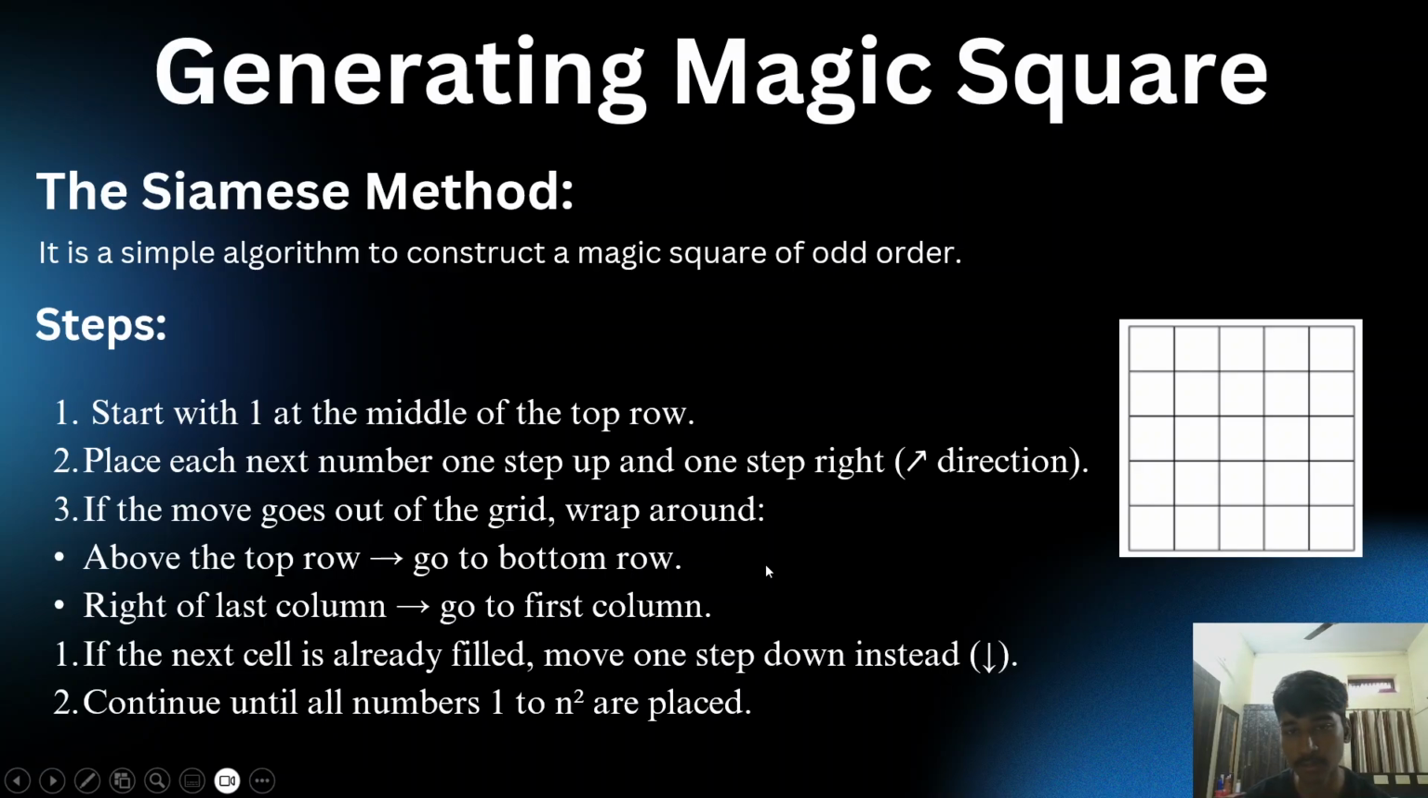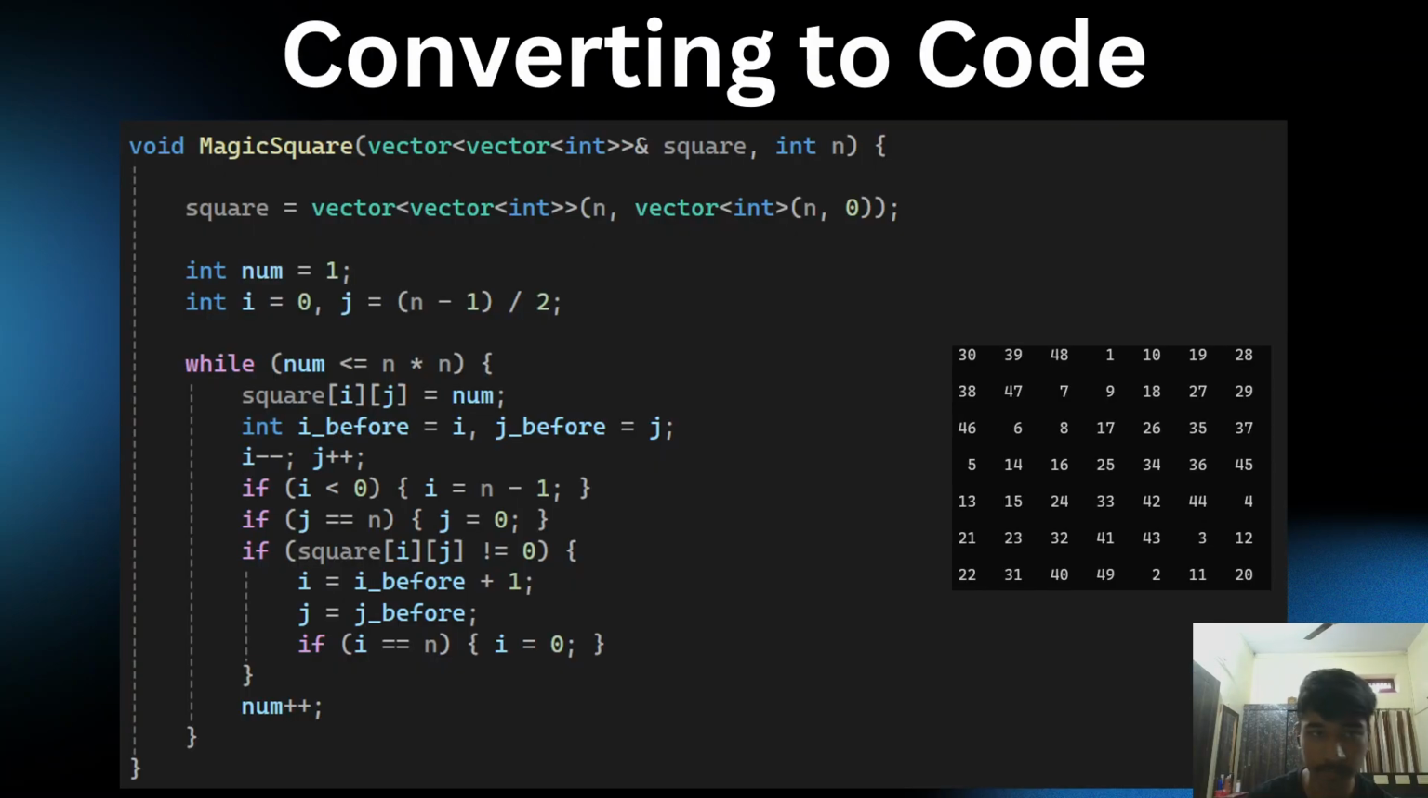So now the next task was to convert this algorithm into my code. Now I'll explain in the next slide. See, this will explain the magic square function I defined as void. So the element is a square, as I explained, and I use & as it will be call by reference because we can't use it directly.